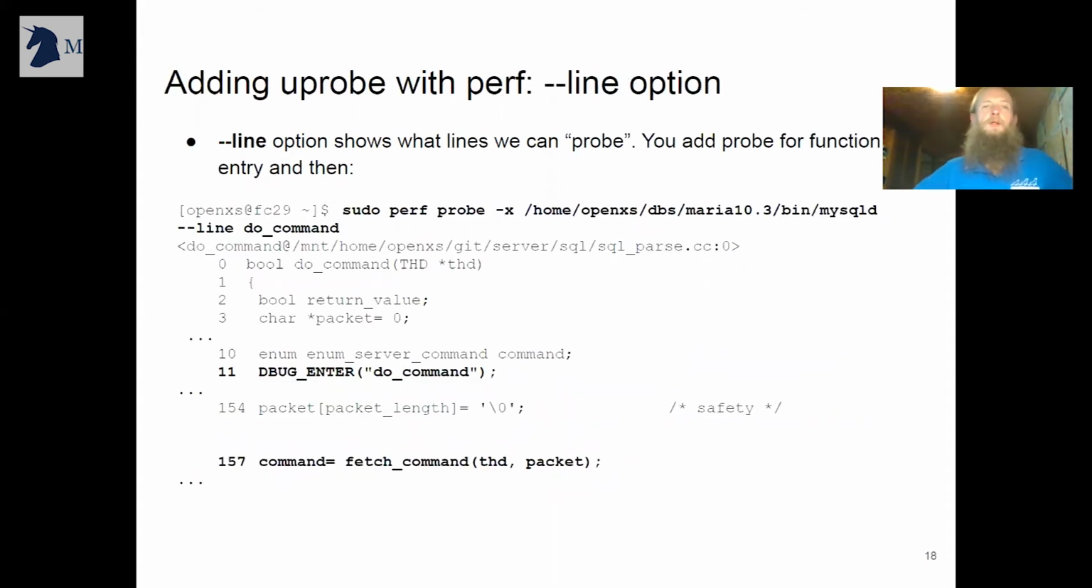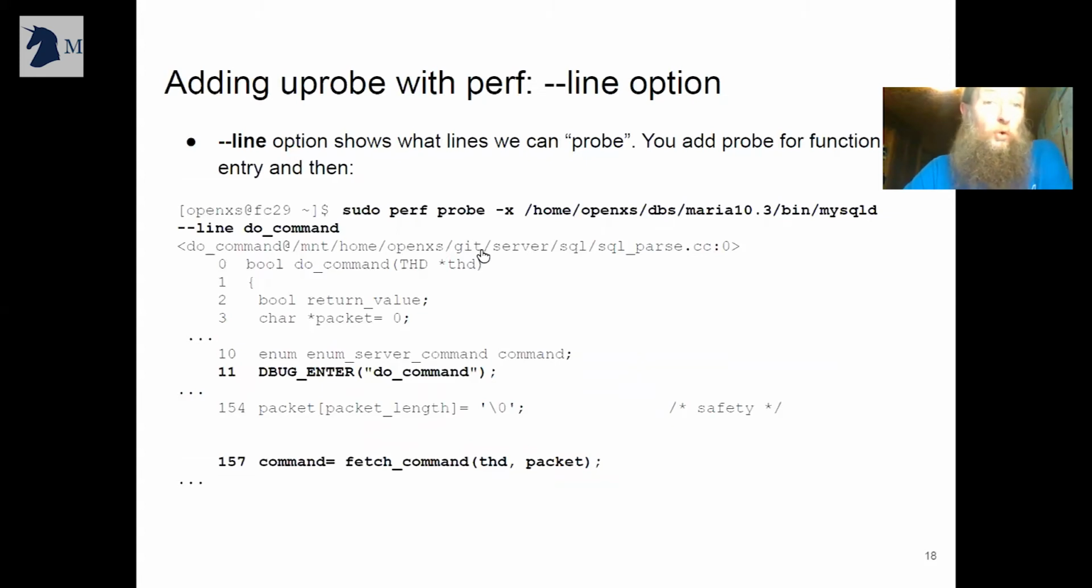Thing is, you can add a dynamic probe not only to the entry and exit from the function, but almost to every line of the code, every executable line of the code. It will just be a different offset. So with the line option, perf shows you what you can really trace.